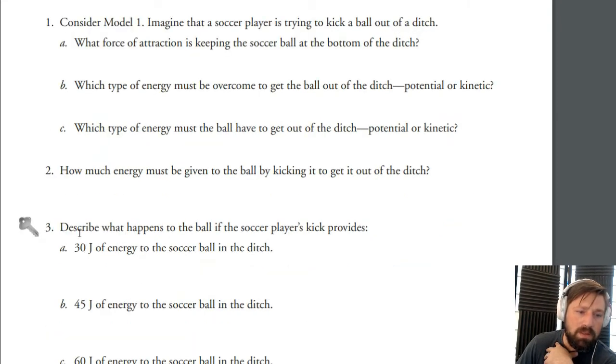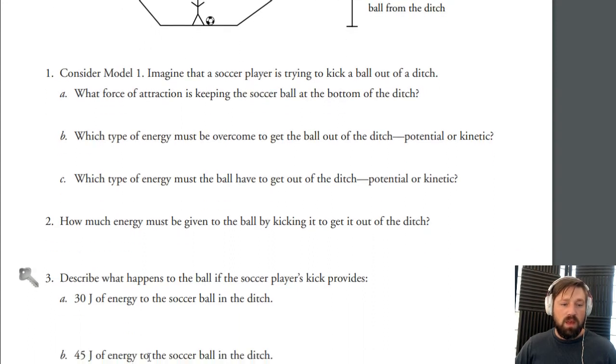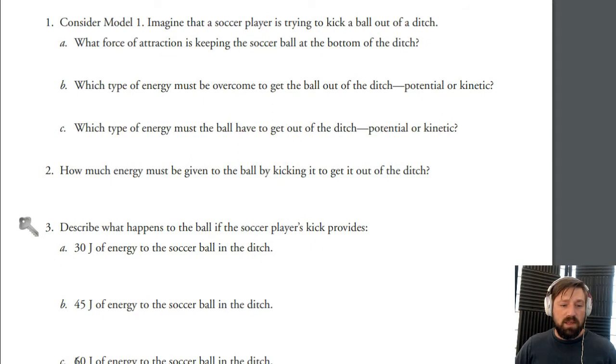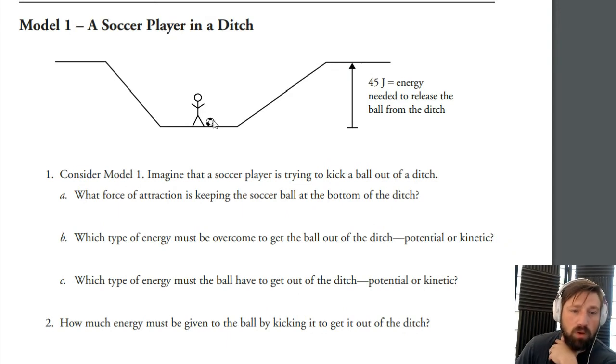What happens in this scenario if the ball is kicked with 30 joules of energy? That's not enough energy to go up here, so it's going to roll up and roll right back down. If it's 45 joules exactly, it's going to roll up, stop, and have zero kinetic energy left over. But if it is kicked with 60 joules of energy, then the ball is going to roll up and continue to keep rolling. It's going to have a certain amount of kinetic energy left over, so the ball keeps on rolling.